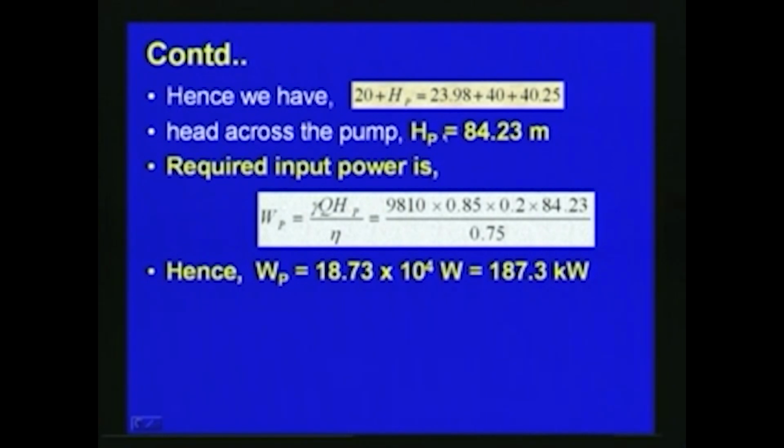Here the head across the pump Hp is equal to 84.23 and then we can find out the required input power Wp is equal to gamma Q Hp by eta. So, gamma is 9810 into 0.85, the specific gravity, into Q is 0.2, Hp is 84.23 divided by 0.75. Thus we get Wp, the input power required, as 18.73 into 10 to the power 4 watts or 187.3 kilowatts. So, like this we have seen one example of pipes in series.